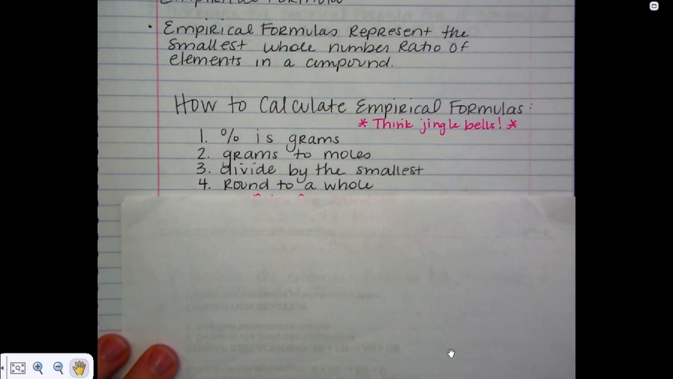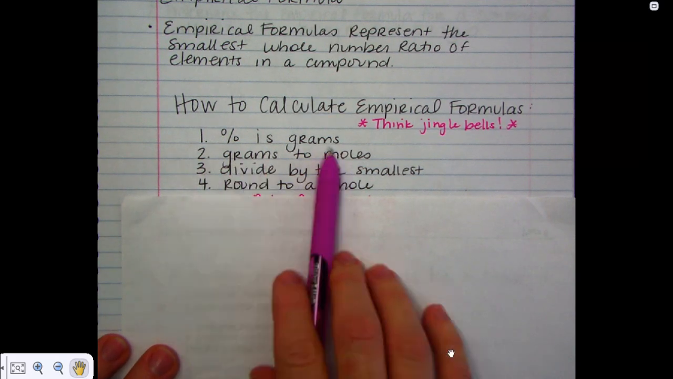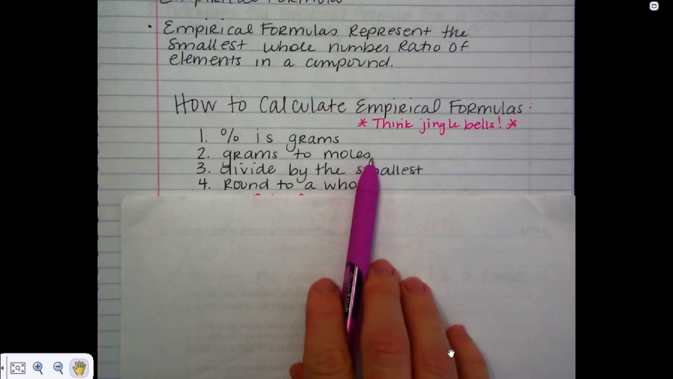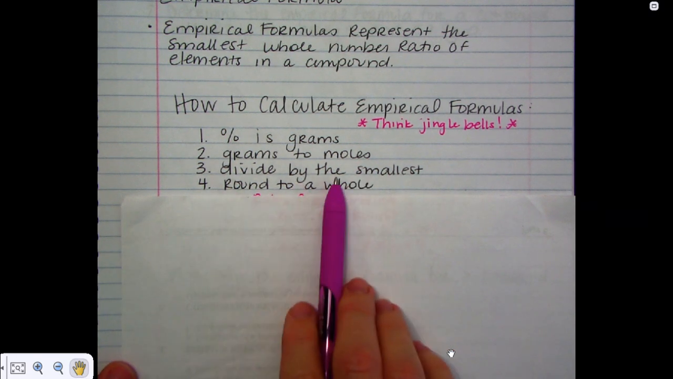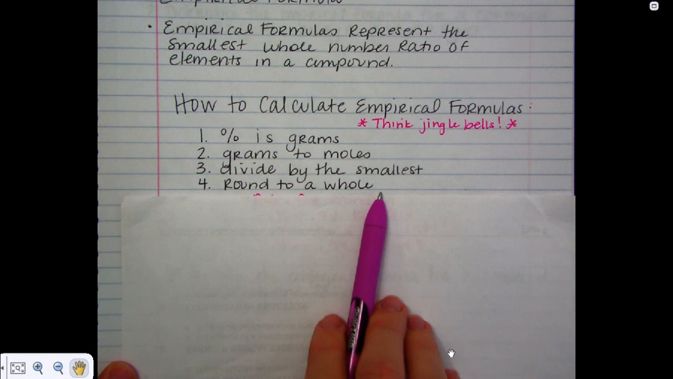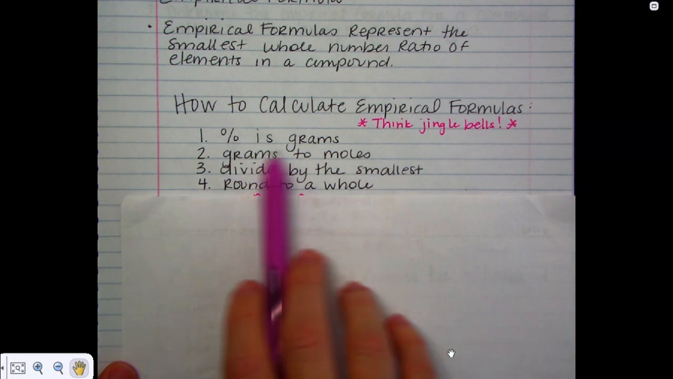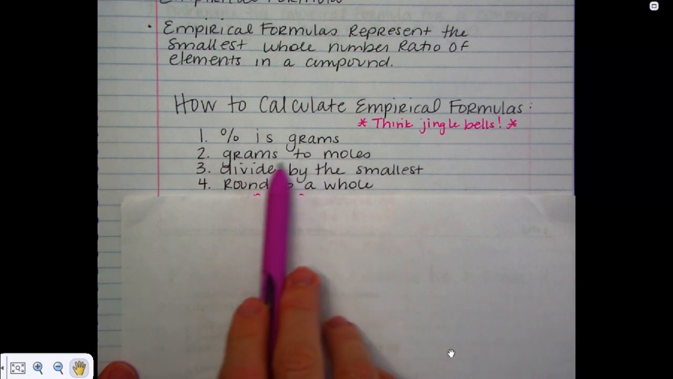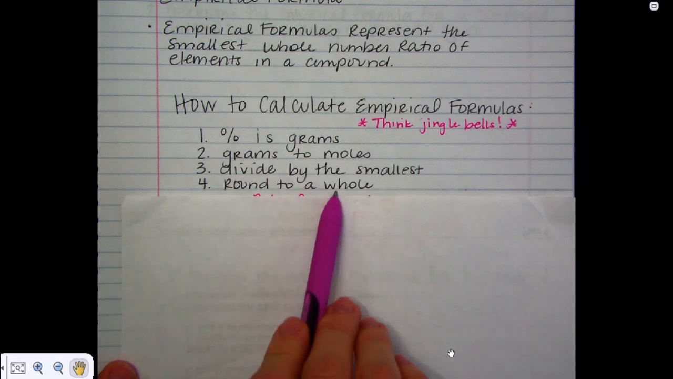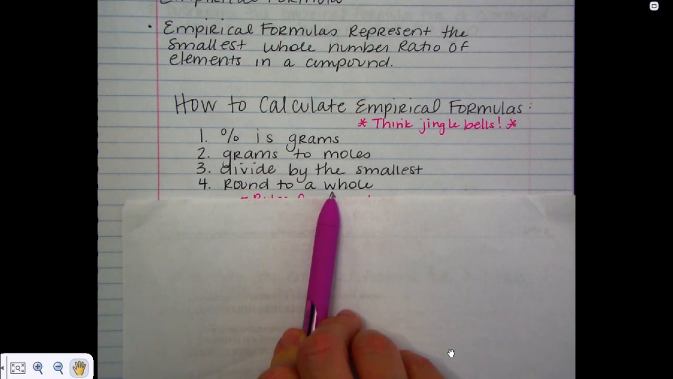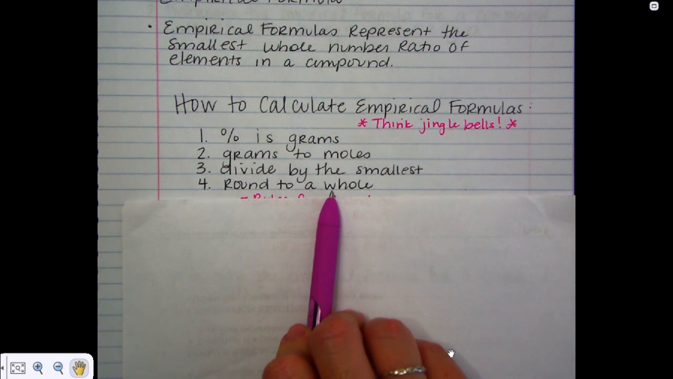So, think Jingle Bells. Percent is grams, grams to moles, now you're on your way. Divide by the smallest and round to the whole, and now you've got an A. Right? So percent is grams, grams to moles, now you're on your way. Divide by the smallest, round to the whole, and now you've got an A. Or really what you have is the empirical formula.